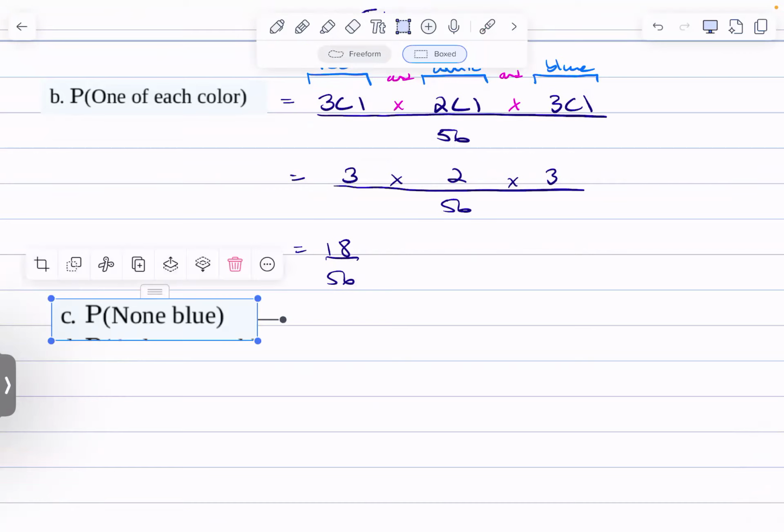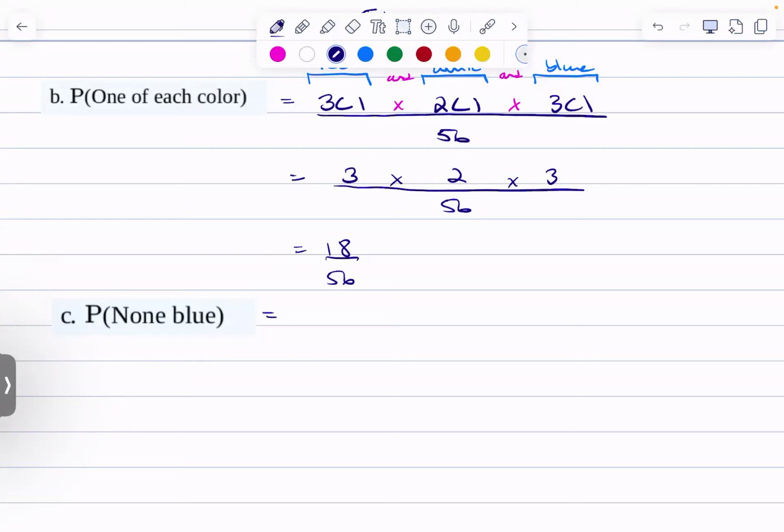What if none of them can be blue? If none of them can be blue, how many do you have to choose from? It doesn't matter if they're white or red. I have 3 red ones and 2 white ones that I can still choose from, and I can choose 3 from those 5. So this is going to be 5 choose 3, because it can be red or white.